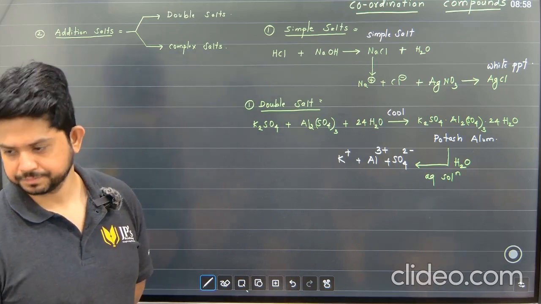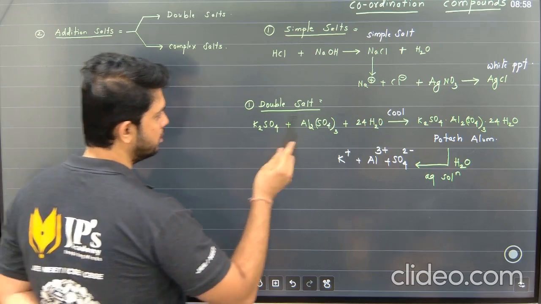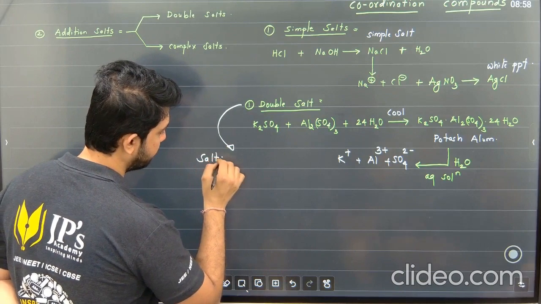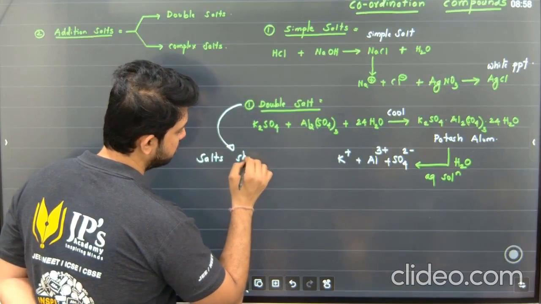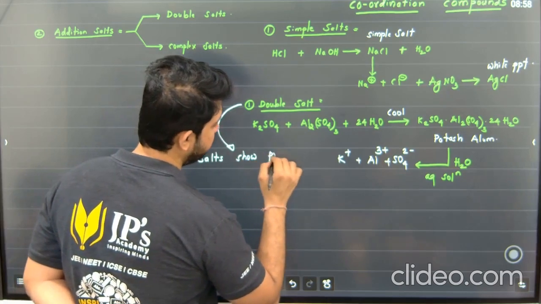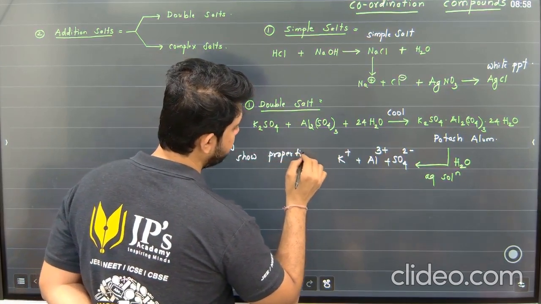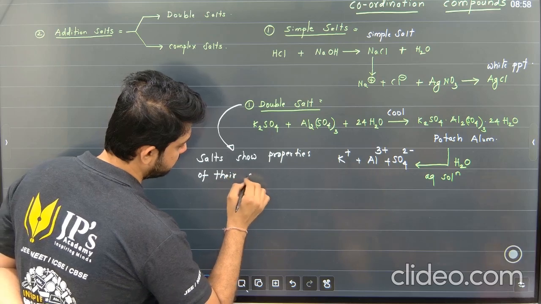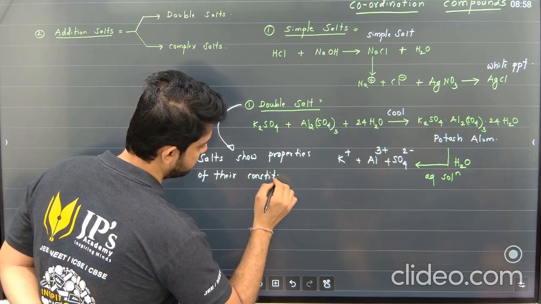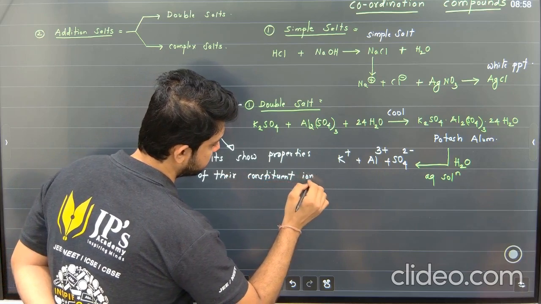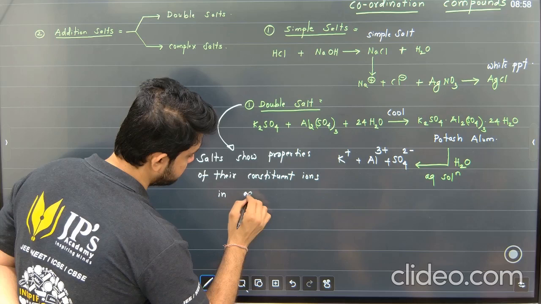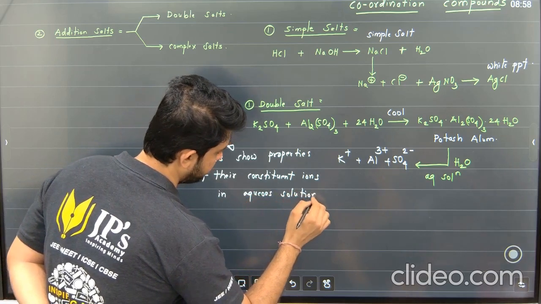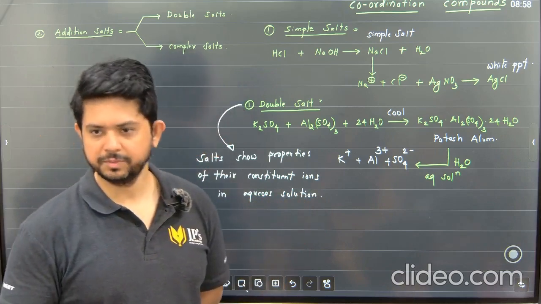Potassium, aluminium and sulfate. So double salts show properties of their constituent ions, or you can detect their constituent ions in aqueous solution. Is it with me?